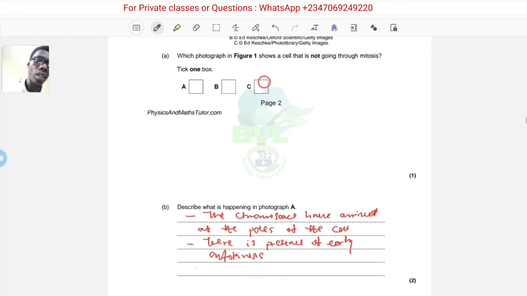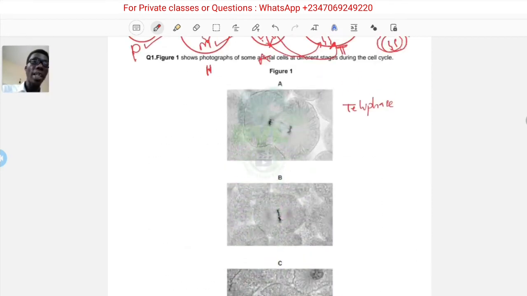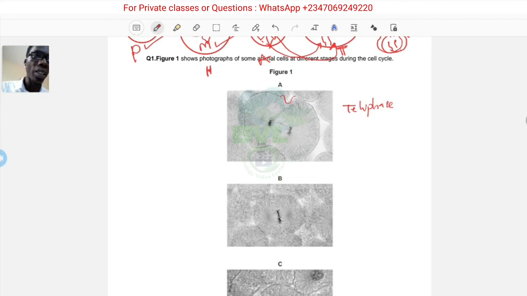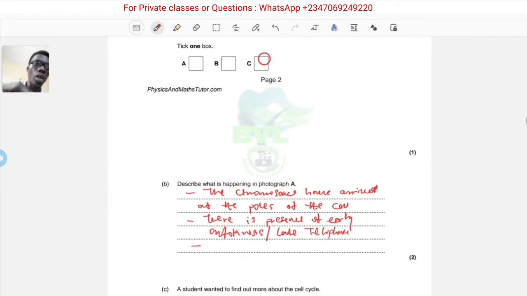All right. You can say, or you say, late telophase. Late telophase. What do I mean? Early cytokinesis. This is what I mean. This depression formed here, and it says about to divide. That's what I meant by that, really. So the chromosomes have arrived at the poles of the cells. There is presence of early cytokinesis. So you can just write early cytokinesis, basically.